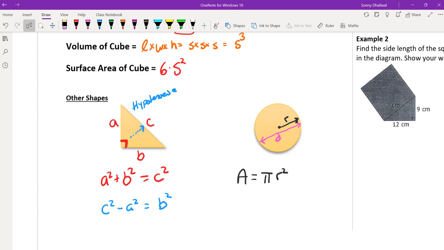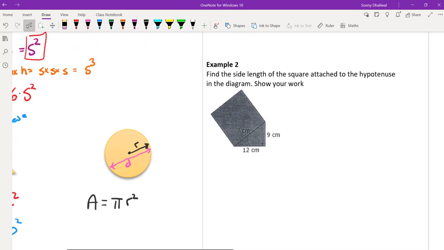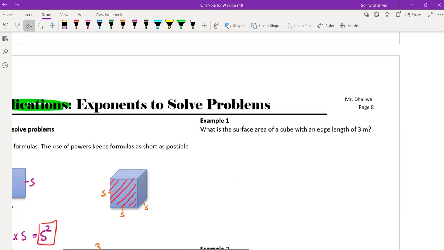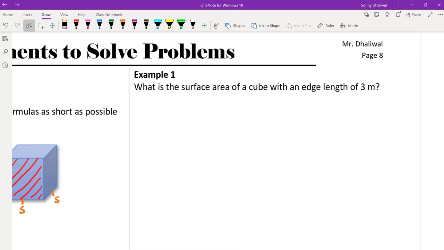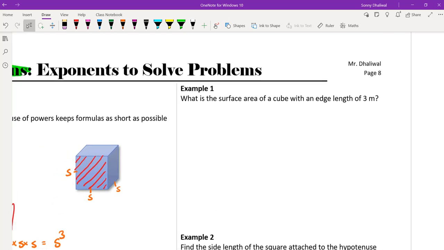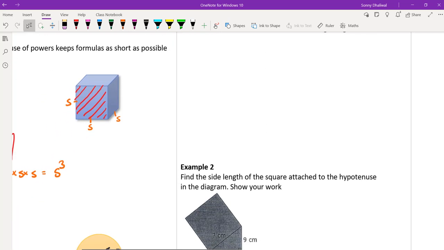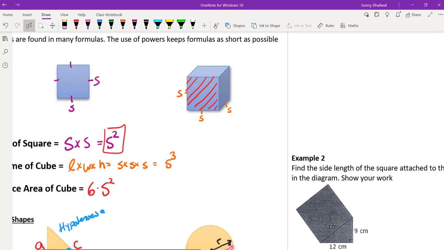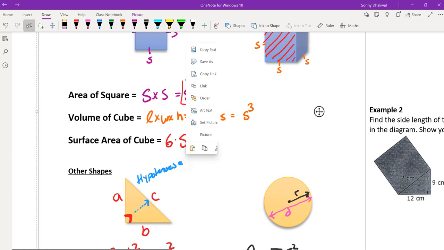In grade 9, we don't directly do a unit on volumes and areas and stuff like that, but they show up in word problems. Right? So in this unit, they show up in word problems. All right? So let's do example 1 here. You have the surface area of a cube with an edge length of 3. All right? So we have a cube. We want to find its surface area. How big is the area all the way around? So we use our surface area formula right here.